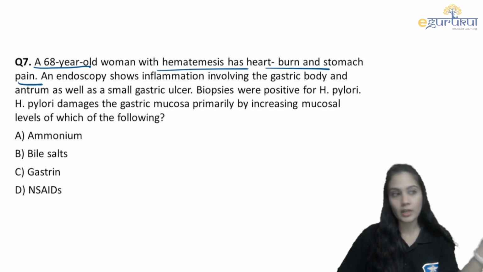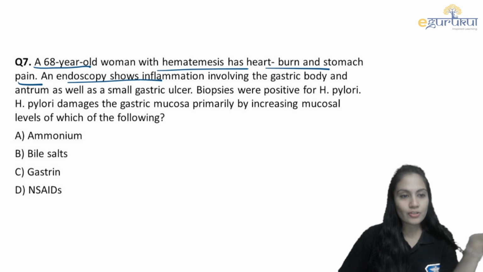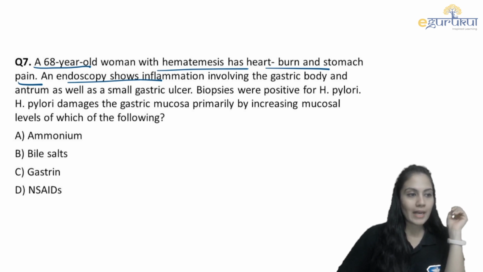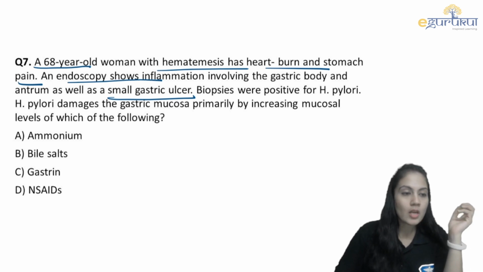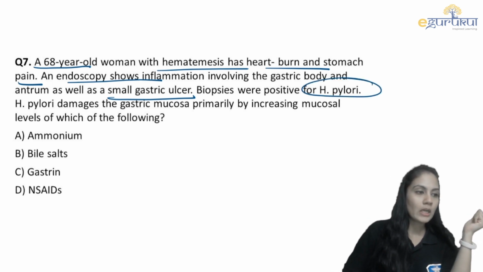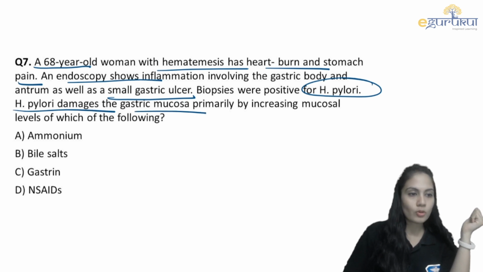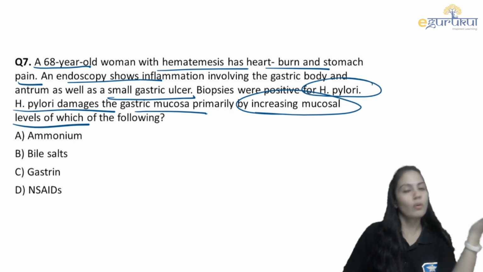So, GI question again. Endoscopy shows inflammation involving the gastric body and antrum, as well as small gastric ulcers. So okay, we do have small gastric ulcers. The biopsies were positive for H. pylori. H. pylori damages the gastric mucosa primarily by increasing the mucosal levels of which of the following?